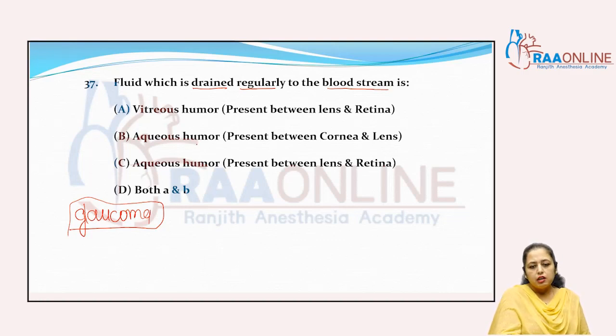So the answer: is aqueous humor present in between what? Vitreous humor is present in between the lens and retina. Yes, it is present in between the lens and retina, but it's not drained regularly in the bloodstream, so this is not the answer. Is the aqueous humor present in between the cornea and lens, or present in between the lens and retina? No, aqueous humor is not present in between the lens and retina, so the answer is the Bombay option. So the 37th answer is the Bombay.